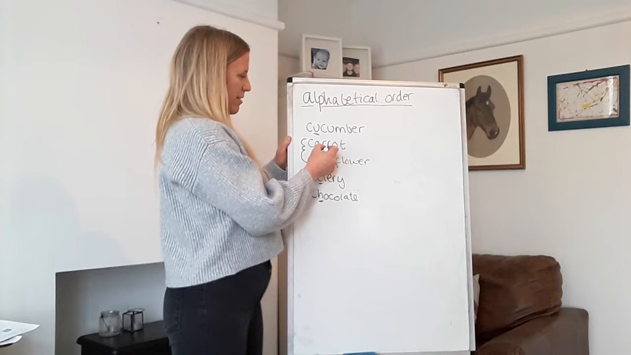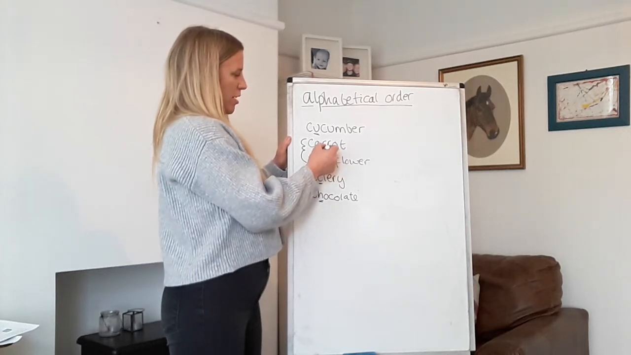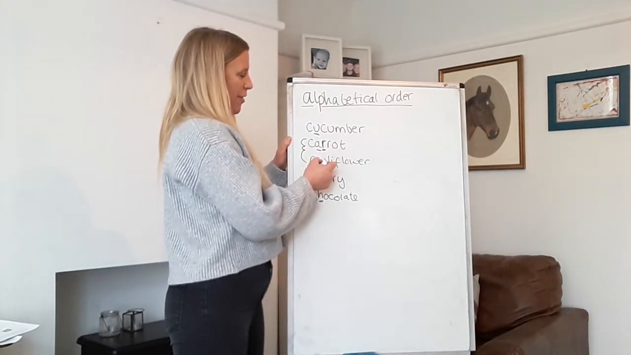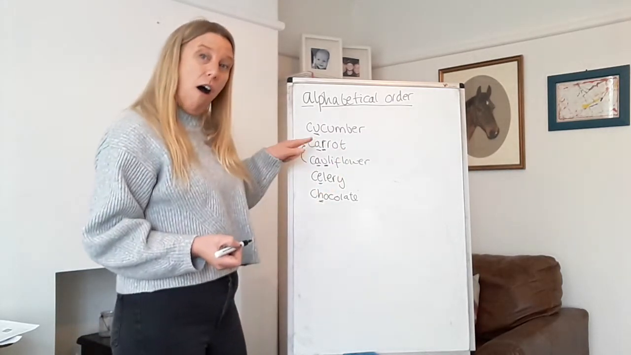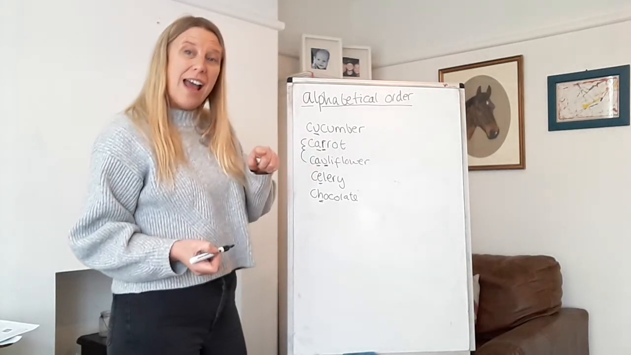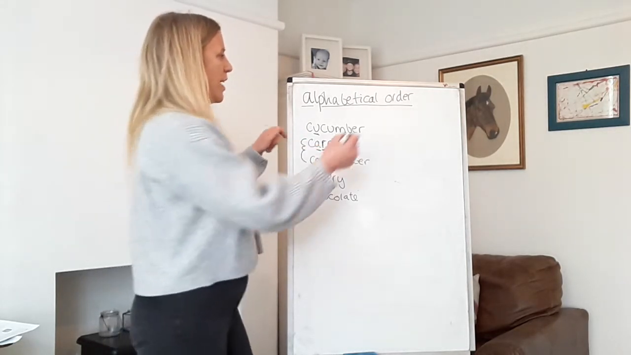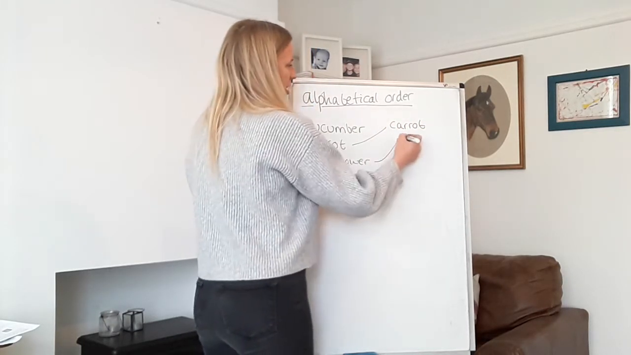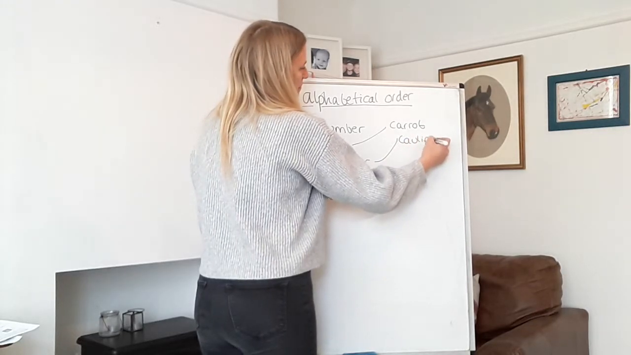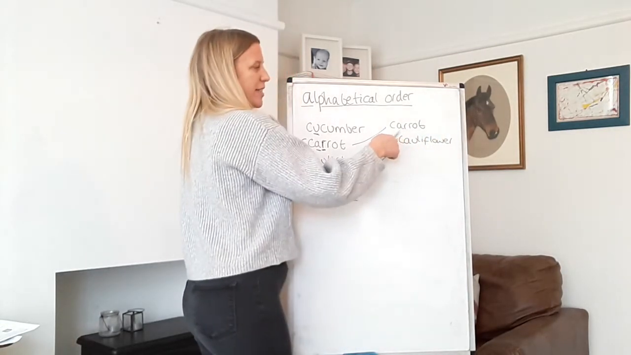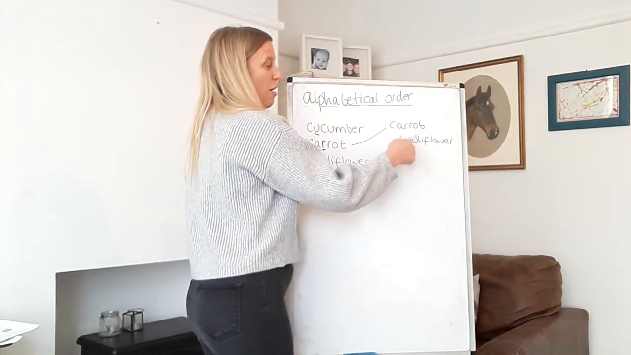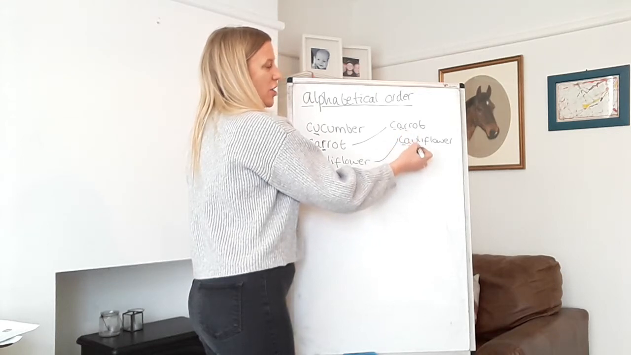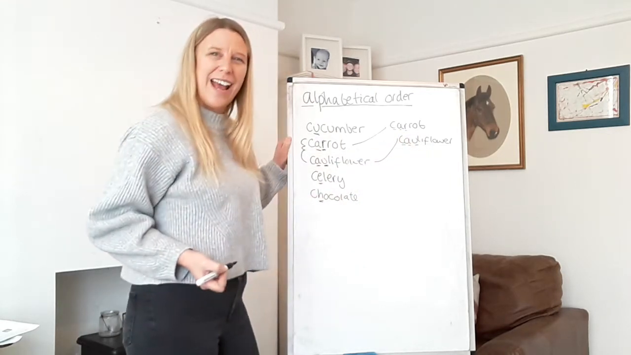But which one comes next? What's the next letter? Which one is going to go at the top? The next letter is R or U. So we've got carrot, C-A-R, and cauliflower, C-A-U. Now R comes before U: P, Q, R, S, T, U. So therefore carrot is going to go first. Cauliflower is going to go second, because C-A-R, C-A-U, and R comes before U, so we go along the letters.